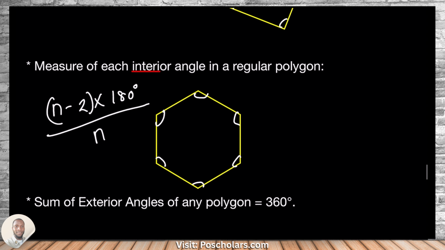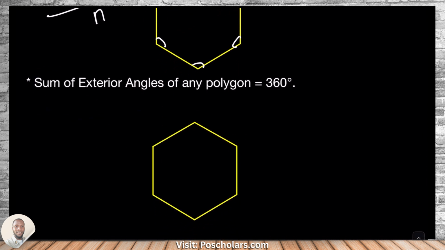Then next we have sum of exterior angles of any polygon. So take note, it is 360. The sum of the exterior angles of any polygon is 360. Take note, this is an example of a polygon with 6 sides. So the exterior angles will be represented as, so this is the first exterior angle A, this the second exterior angle B, the third exterior angle C, the fourth exterior angle D, the fifth exterior angle E, and the sixth exterior angle F.